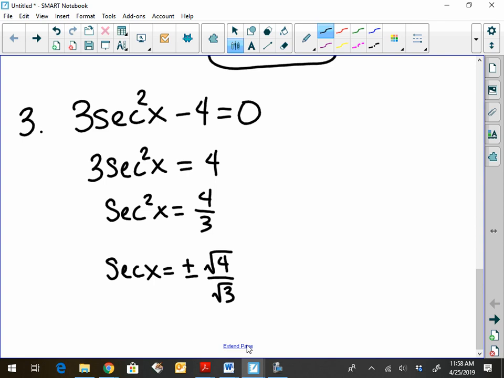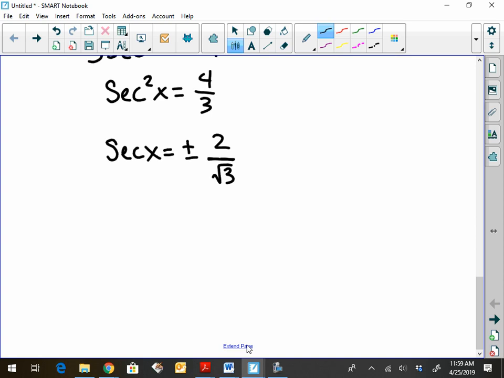Square root of 4, we know that that is plus or minus 2. The plus or minus is already out there. So we can just write 2 over square root of 3. Now, I know I'll have to rationalize the denominator, but I also have this in terms of secant, and I want it in sine, cosine, or tangent. So I remember that secant is 1 over cosine, so cosine of x will be the reciprocal of this, so I'll get square root of 3 over 2.